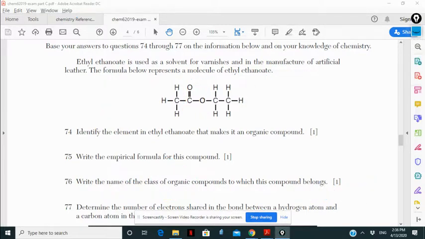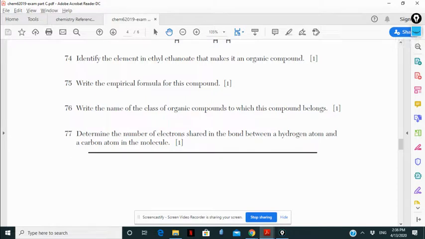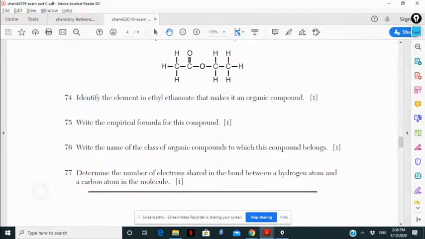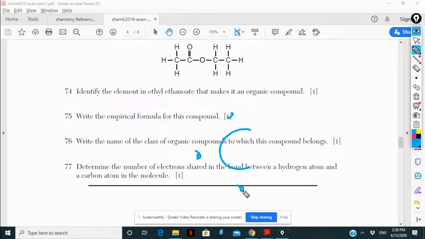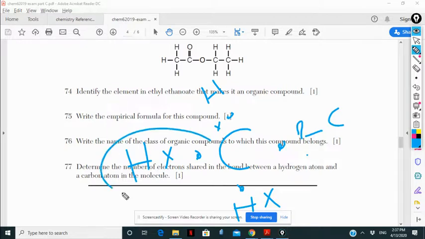Okay, determine the number of electrons shared between hydrogen and carbon. So here we know that the carbon has 4 electrons in the valence shell and hydrogen has only 1. Okay, and here it's attached to another carbon. So here if you're looking, I have 1 pair, or 2 electrons.